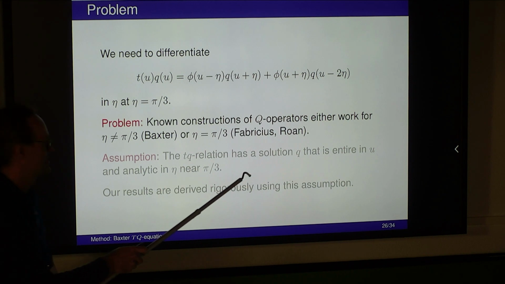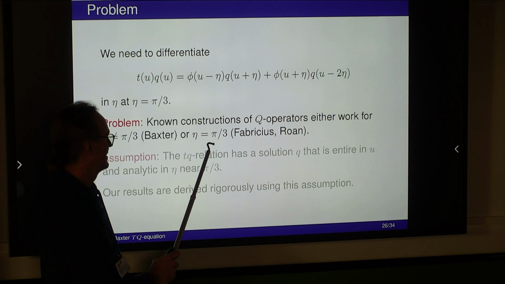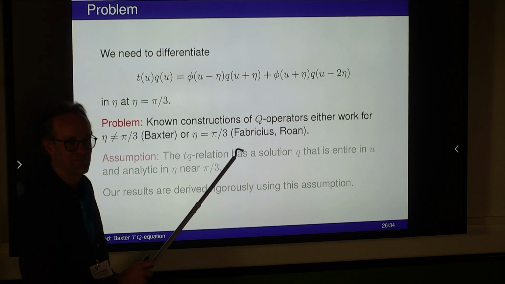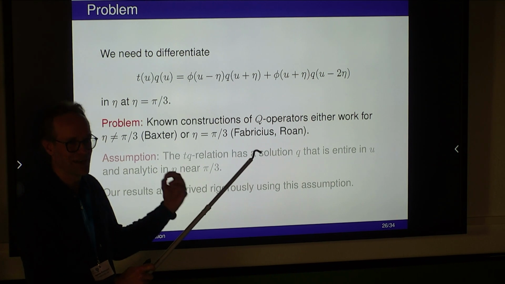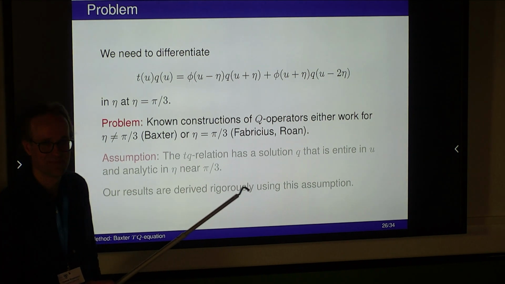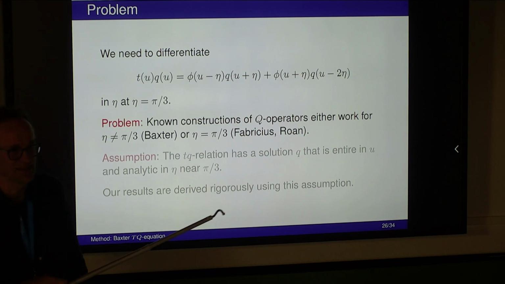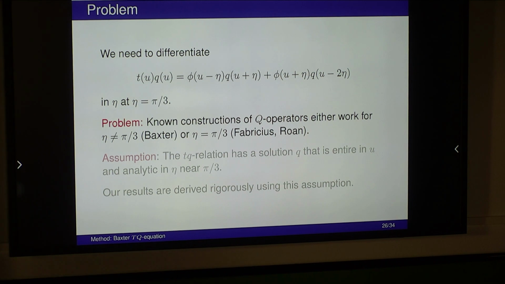But there are other constructions by, for instance, Fabricius and McCoy that work at the critical point. But that's not good enough if you want to differentiate, right? You want to somehow connect these two. And as far as we know in the literature, there's no Q operator that's really analytic in eta near this point. So that's something that seems to be missing.